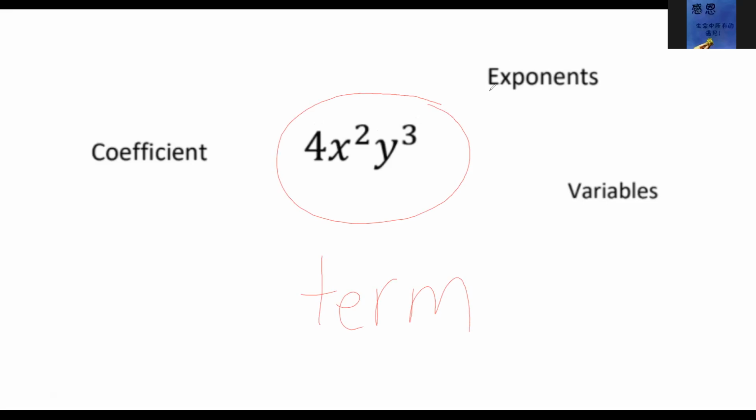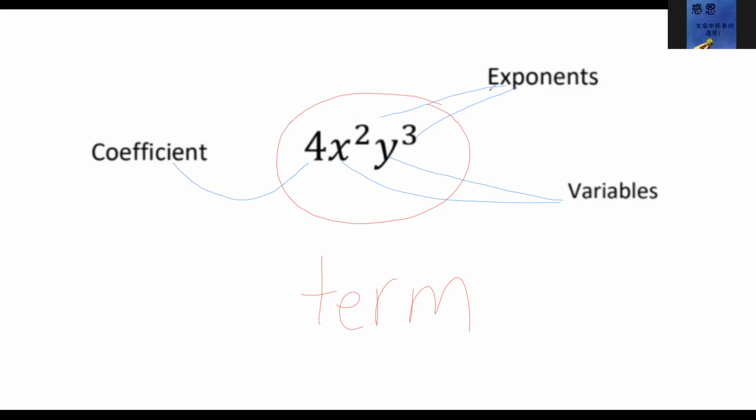Amanda, which numbers make up the exponents? Two and three. Correct. And Eason, what are the variables? X and Y. Yep, X and Y make up the variables. And then lastly, the coefficient is, Amanda? Four. Yeah, the four. Okay, so it sounds like you guys know those terms, but they're really important because when your teacher talks about coefficients, exponents, variables, you have to know what they're referring to.